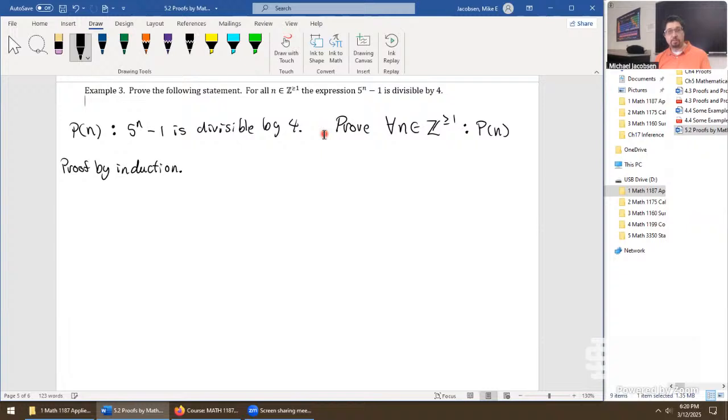Any questions so far, folks, before we launch into this one? Okay, it's not a statement about summations or anything like that, so we get to use a different idea. But really, this one's going to be pretty similar to dealing with odd integers or even integers, that kind of statements there. First thing we want to show is the base case.